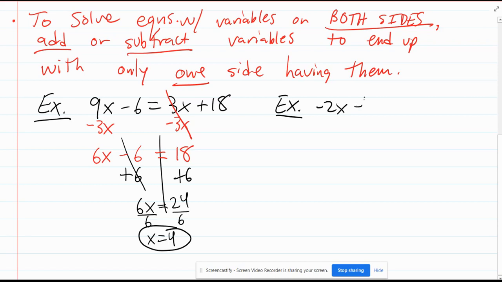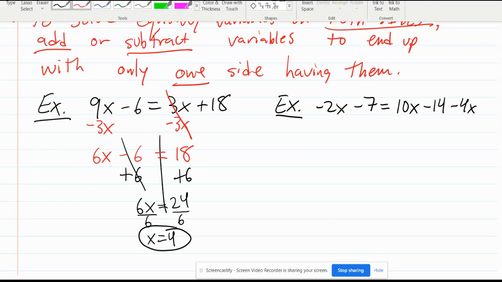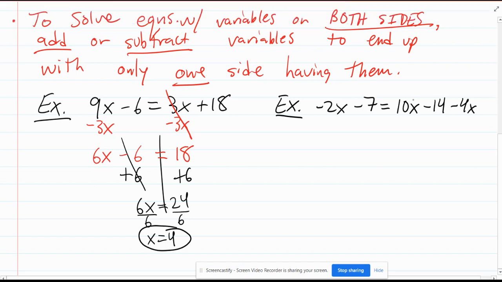Negative 2x minus 7 is equal to 10x minus 14 minus 4x. So before we start taking away from both sides, first, when we look at just the right side, notice that we have a 10x and a minus 4x. Those are on the same side of the equal sign. So if I were to combine those, 10x minus 4x gives me 6x. So 10x minus 4x is 6x minus 14. So I have negative 2x minus 7 equals 6x minus 14.